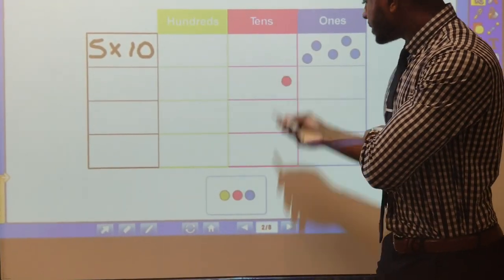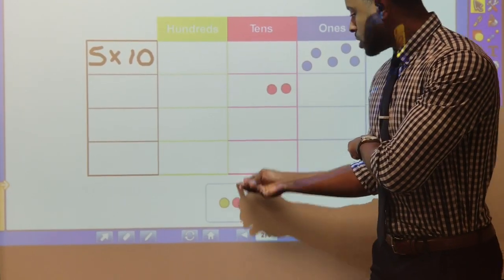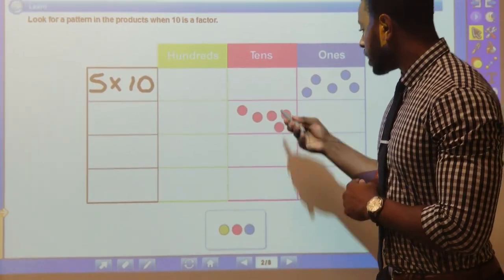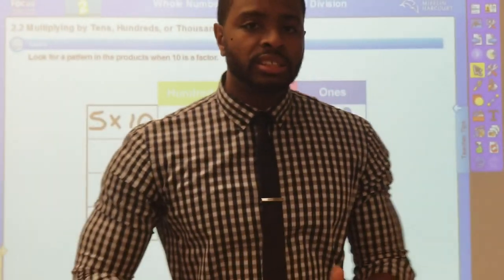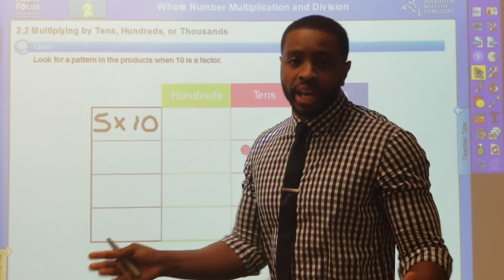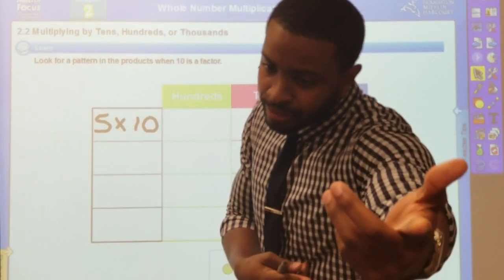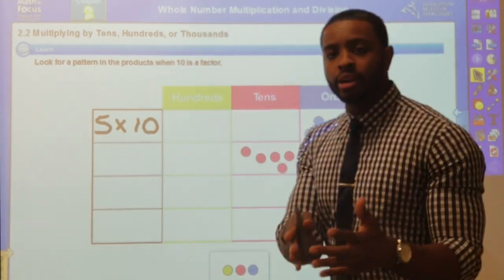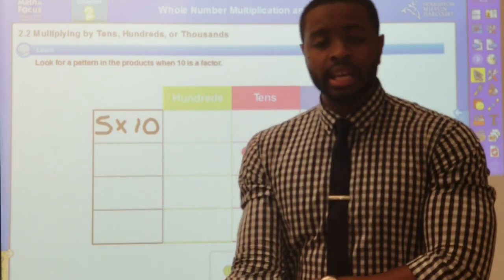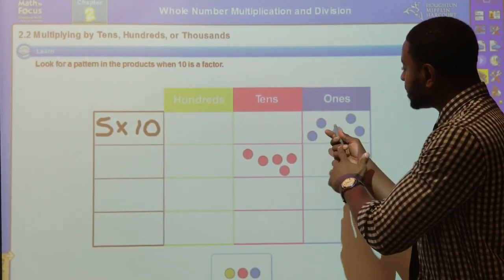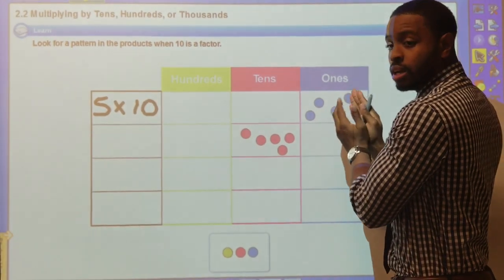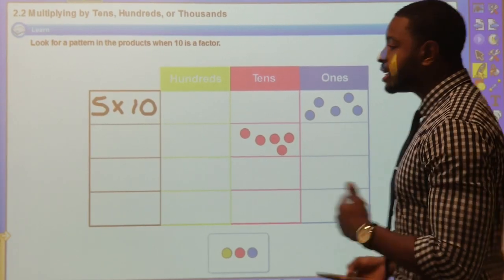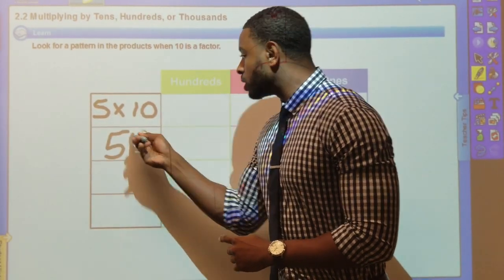So I've got 1 set of 10, 2 sets of 10, 3 sets of 10, 4 sets of 10, and 5 sets of 10. Now, I already know that you guys know the answer to what's 5 times 10. You said it, 50. But again, we want to focus on the pattern. So let's see why 5 times 10 equals 50. When I exchange each set of 1 for a set of 10, we have 10, 20, 30, 40, 50. So we can see here that 5 times 10, the product will be 50.